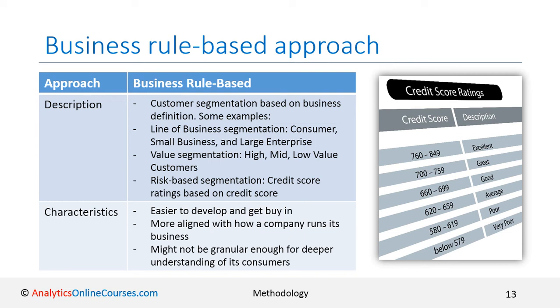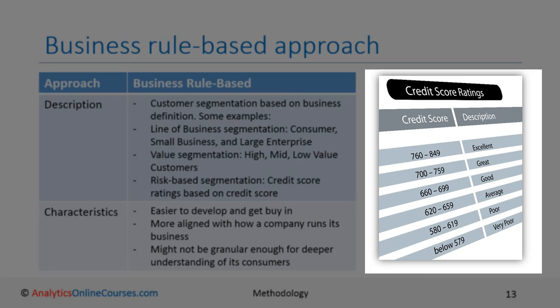Hence, financial companies can use the FICO score to segment their consumers into different credit ratings such as excellent, great, good, average, poor, and very poor. With this information, companies can pay more attention to early indicators of payment delinquency for consumers with poor credit ratings and develop appropriate risk management strategies to proactively reduce potential loss.